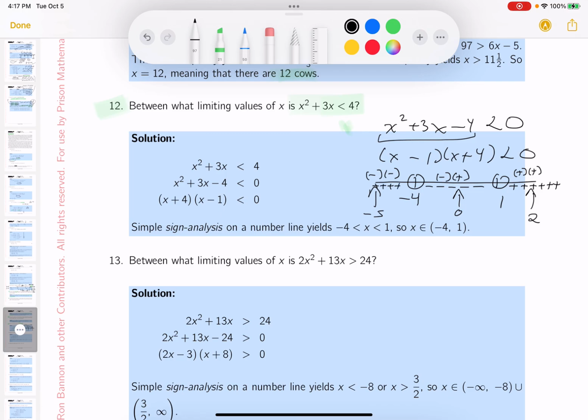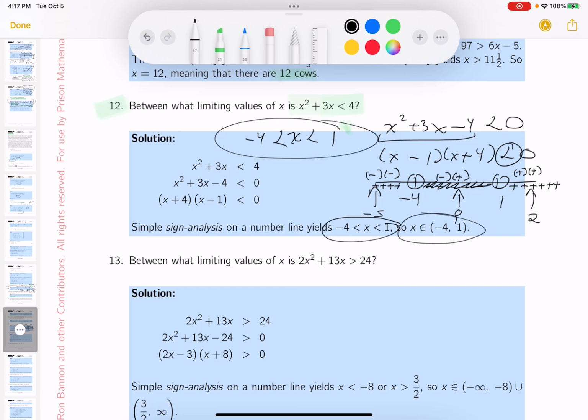All right, what's the question? When is it less than 0? When it's negative. So what's the answer? X would be between minus 4 and 1. All right, they put an interval notation, and you should be thinking about that.